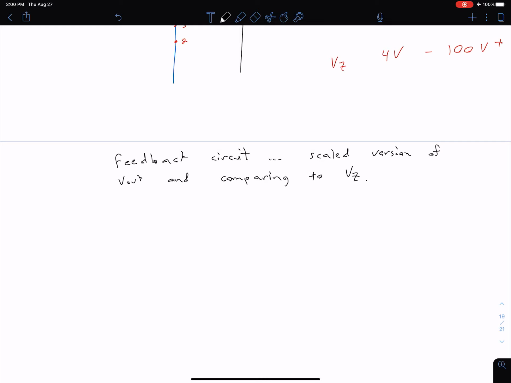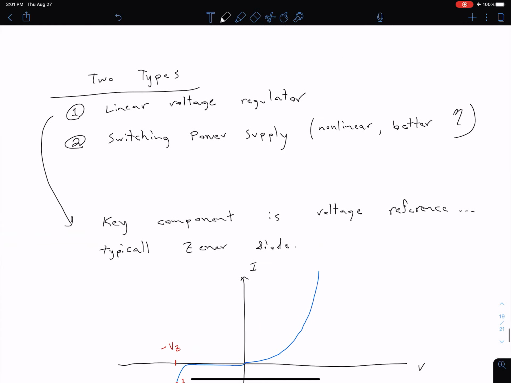And so what we're going to do in the remainder of the videos for this power supply section is go through and look at specific types of these voltage regulators, both our linear voltage regulators and our switching power supplies.